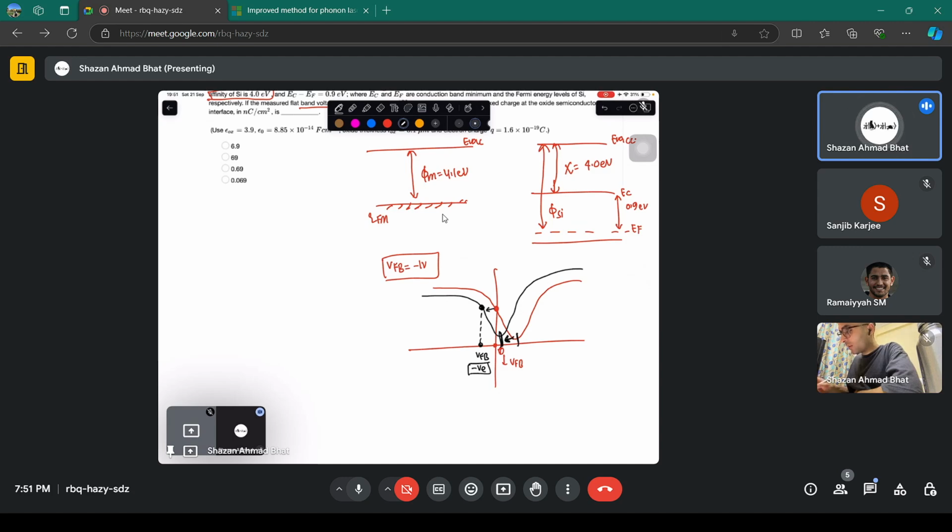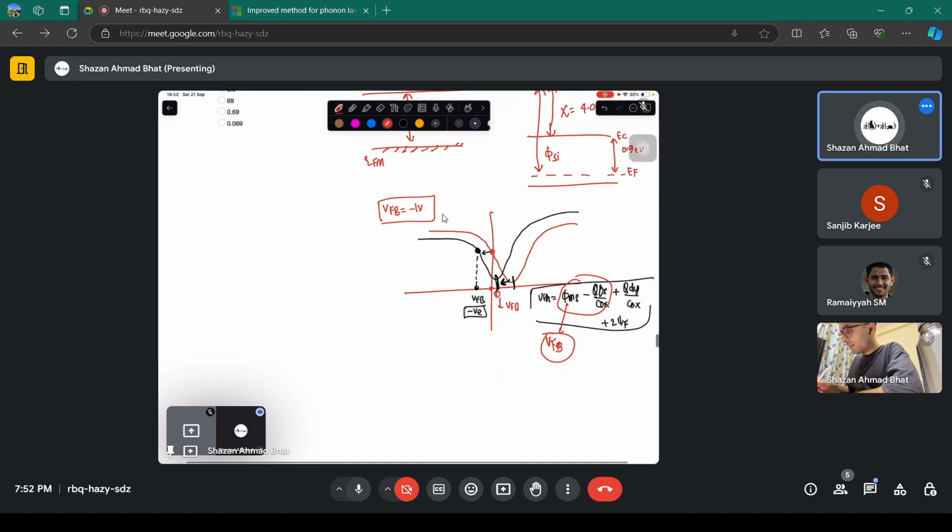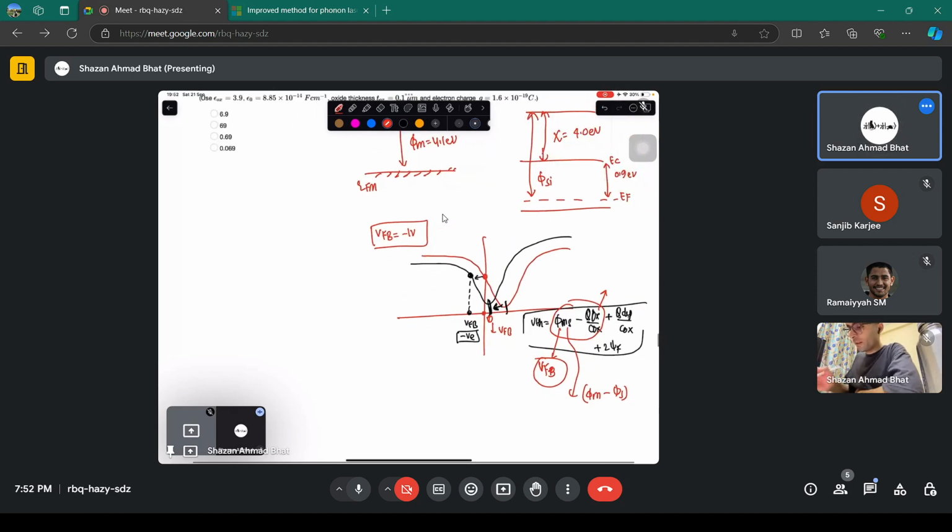Threshold voltage will be shifted because remember in threshold voltage the contribution is phi ms minus oxide charges divided by Cox, plus depletion charges divided by Cox, plus twice the Fermi potential. These two particular terms come because of the flat band voltage. This is basically the V flat band: the difference between the work function of metal and the work function of semiconductor, and these are the interface charges, other non-ideal charges inside the oxide.